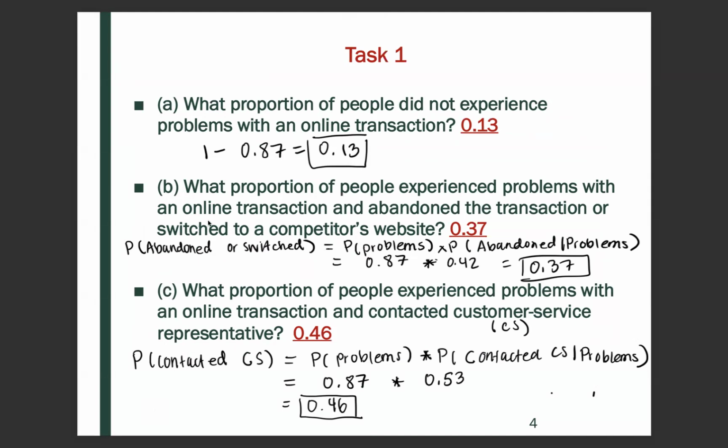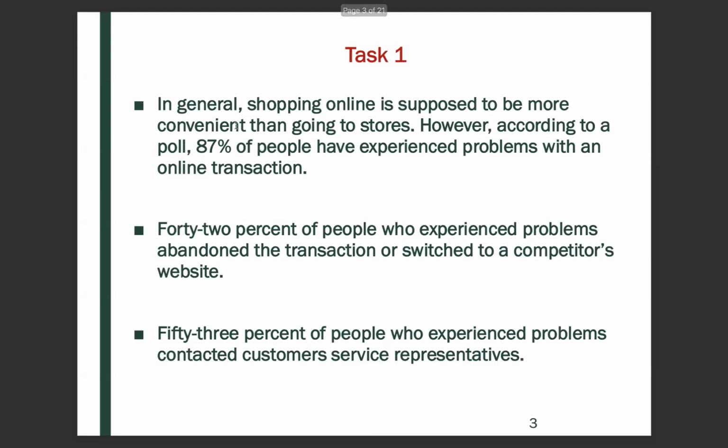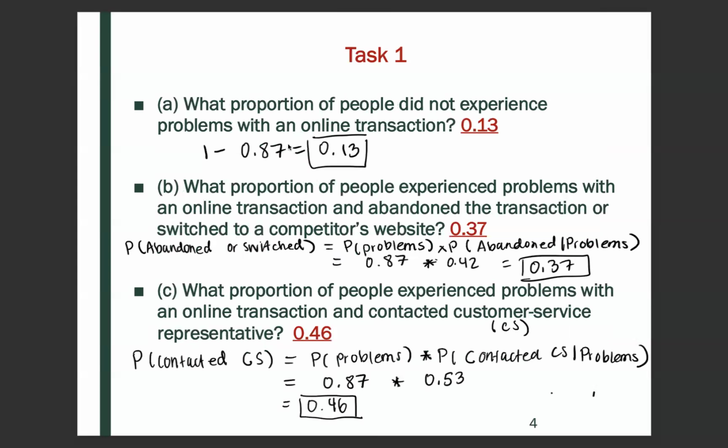So here we would do 1 minus 0.87 because 87% of the people have experienced problems. So we're essentially taking the complement to find who did not experience problems. So that's going to be 1 minus 0.87, which gives us 0.13. What proportion of people experienced problems with an online transaction and abandoned the transaction or switched to a competitor's website?